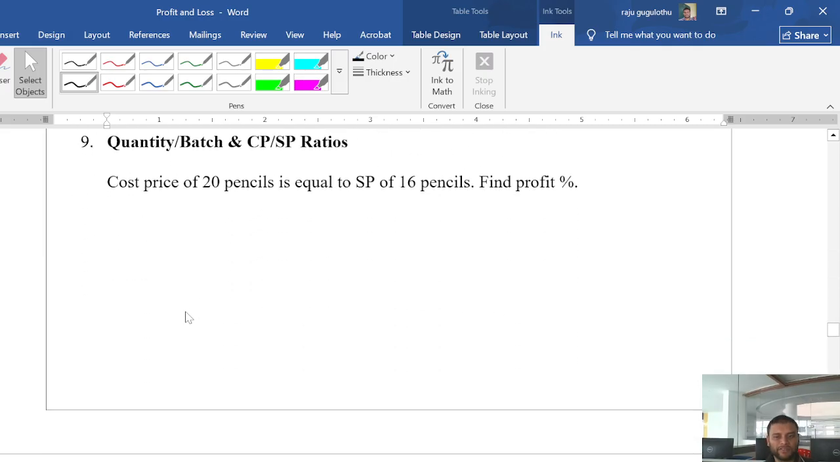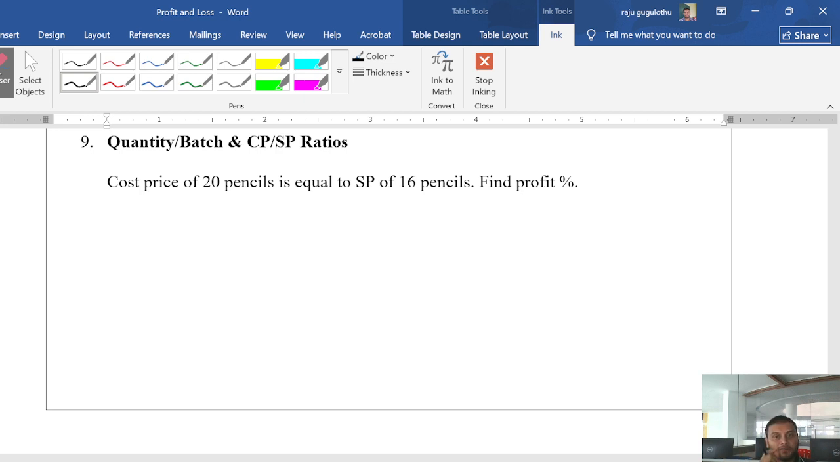This is also one of the important model questions. It says that the cost price of 20 pencils is equal to the selling price of 16 pencils. Find the profit percentage. Clearly, guys, you bought 20 pencils. Let's say you have bought 20 pencils at 10 rupees, and you are getting those 10 rupees when you are selling 16 pencils.